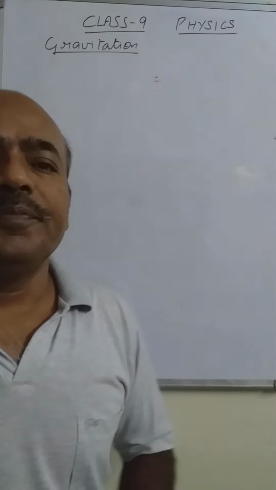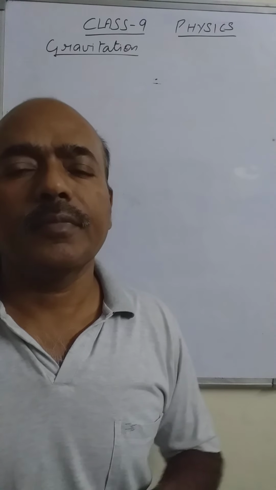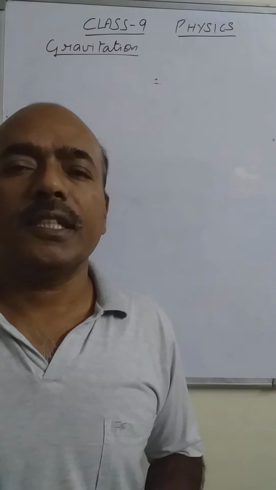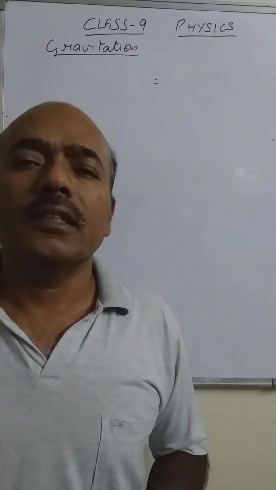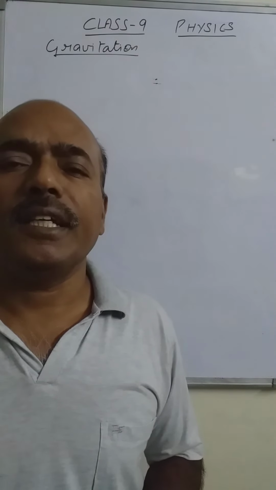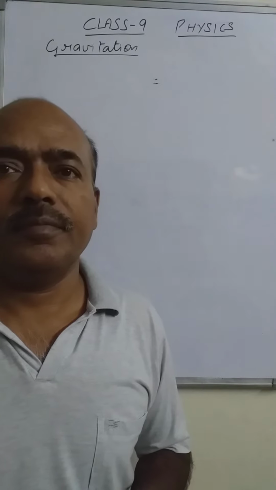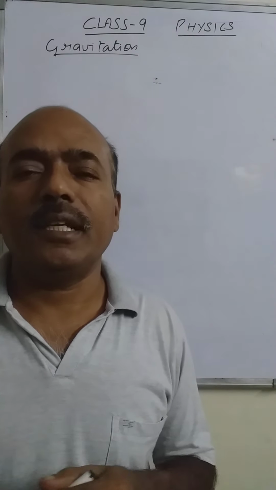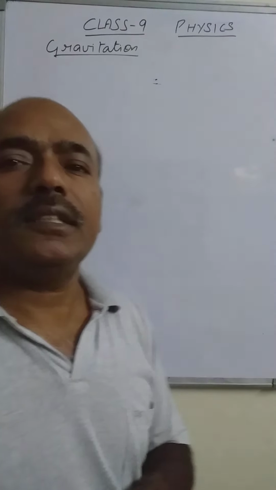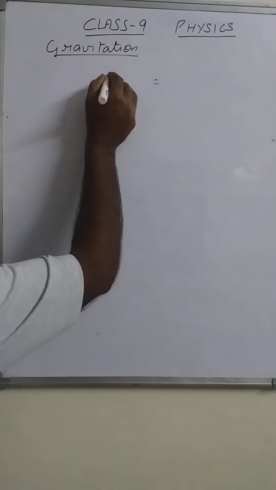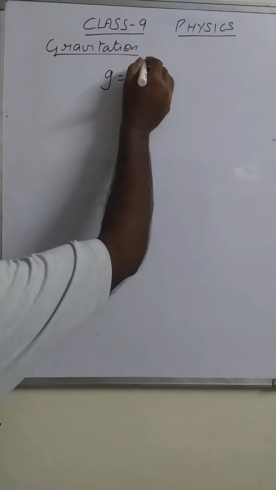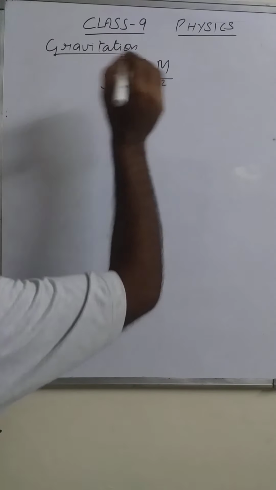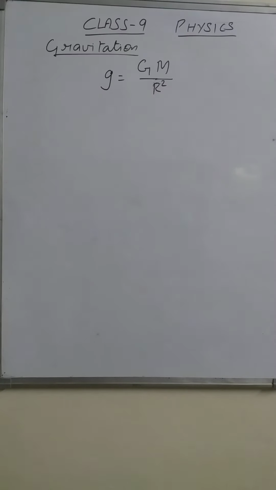Hello children. In the last video, we were talking about the relation between acceleration due to gravity and the gravitational constant, and their symbols, small letter g and capital letter G. That relation is small g equal to GM upon r square. This is the relation between g and G.